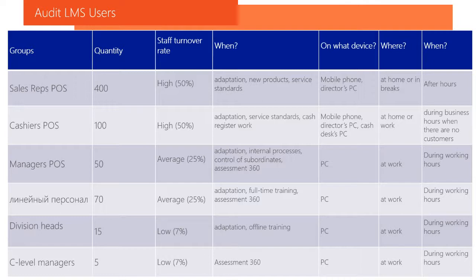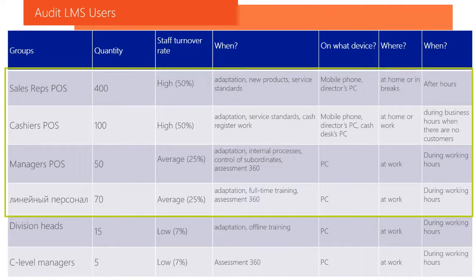So you can see that if we have a big quantity of employees with a high turnover rate, you can prioritize this learning, because it will have a huge effect on the quality of service, for instance, for your company. Okay, so this is an example for you, so you can use this table also to audit your learning management system users.